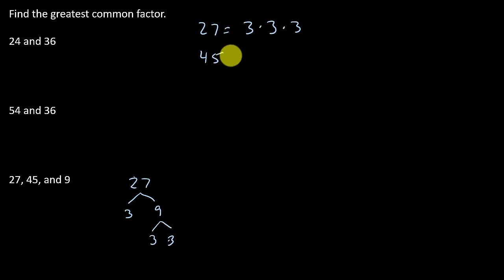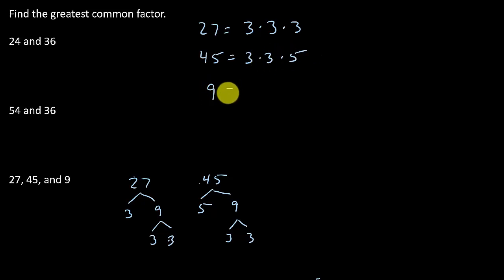And then we've got the 45. That's 5 times 9, we know that. And then 9 is 3 times 3. And so this would be 3 times 3 times 5. And then the 9, we know that's just 3 times 3.